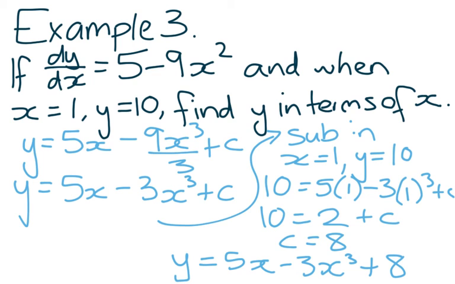So again, with anti-differentiation, we just need to remember, increase the power by 1 and divide by the new power. And if we have enough information, we can find c. Otherwise, we need to make sure we put plus c on the end.